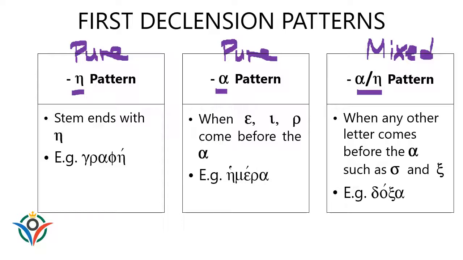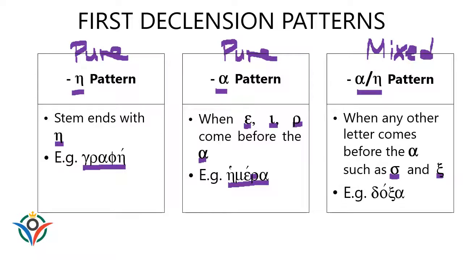So let's have a look here. The eta pattern is when the stem ends with an eta. So there's an example, graphe. The alpha pattern is when epsilon, iota, or rho come before the alpha. So here's an example of a word, hora, and you can see there that the rho comes before the alpha, so it's going to follow the alpha pattern. And then we have the alpha-eta pattern, and that is when any other letter comes before the alpha, such as sigma or xi.